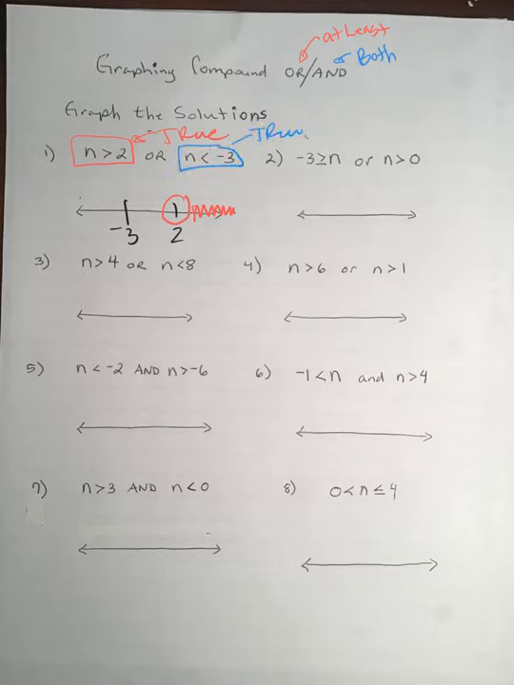Wouldn't that be all the numbers less than negative 3? And again, it's an open circle because there's no equal to symbol underneath it. And that would be over here. Isn't that much faster? Right?